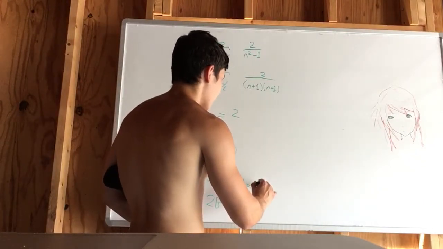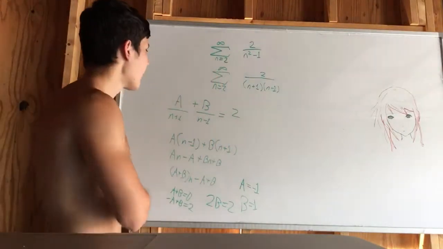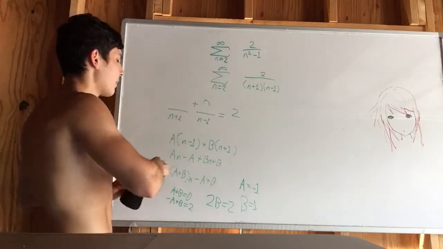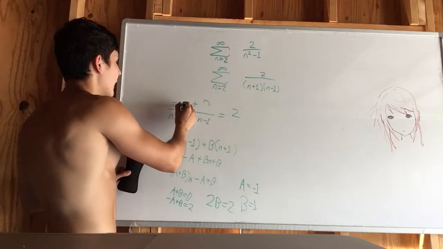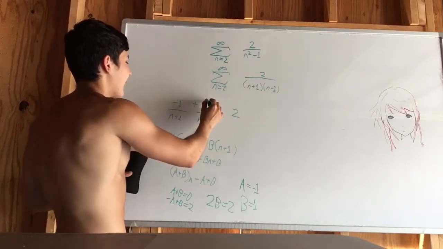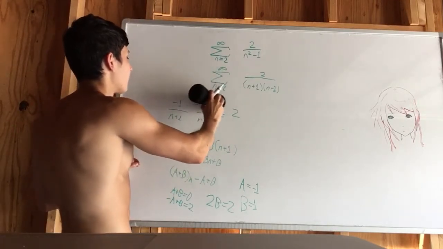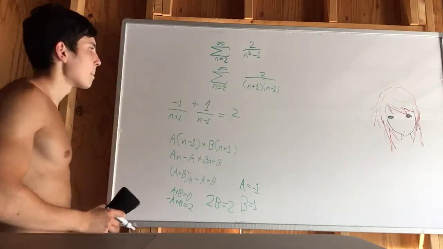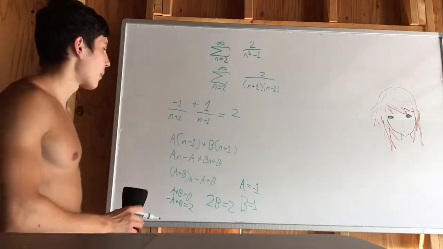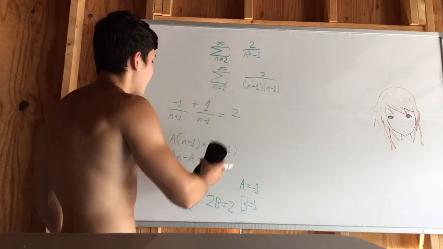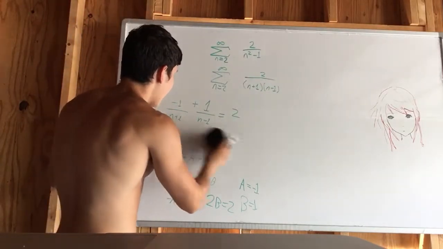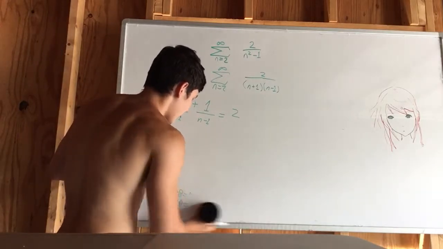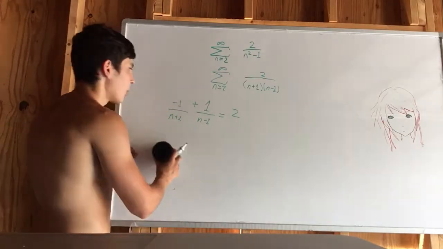A equals negative 1. Now we could plug these back in. Plug them back in: negative 1 and 1. Okay, now we have our brand new form of this thing here. Now it's split. Why did we do this? So that we could use the whole telescoping method. And I'm going to show you what that is.